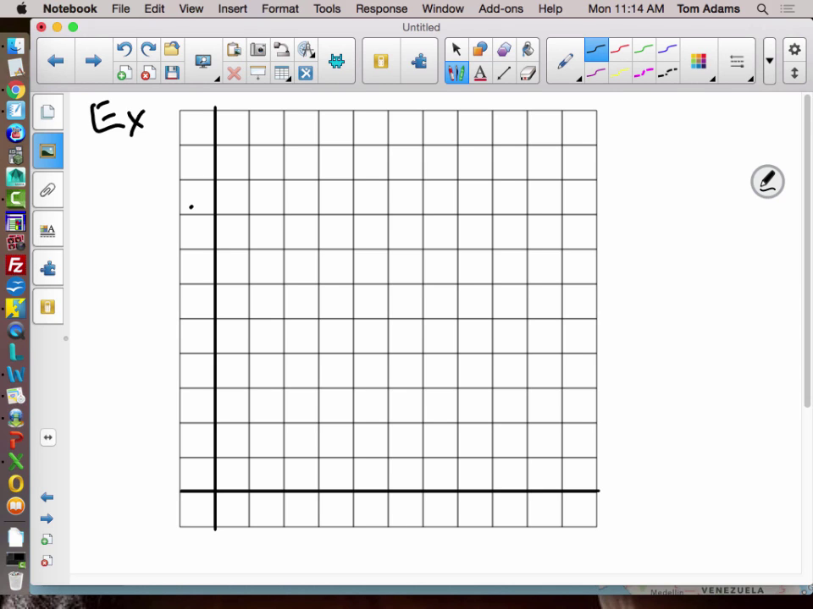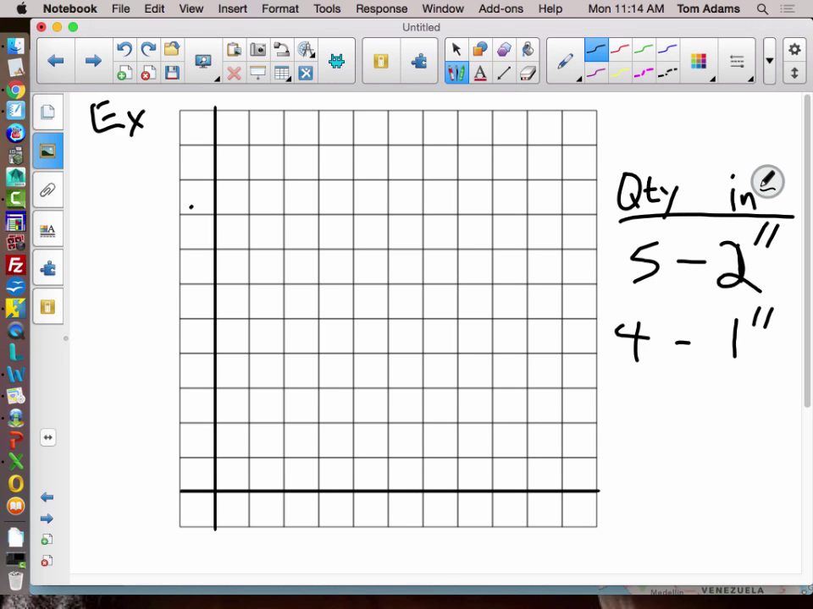So let's write down some of the stuff. Or no wait, we're going to buy 5 of those. So I read that wrong. We're going to buy 5 2-inch fish. So that's a 2-inch fish. This is going to be our quantity of fish, and this is going to be the measurement in inches. And then we're going to buy 4 1-inch fish, and then we're going to buy 1 3-inch fish. Okay?